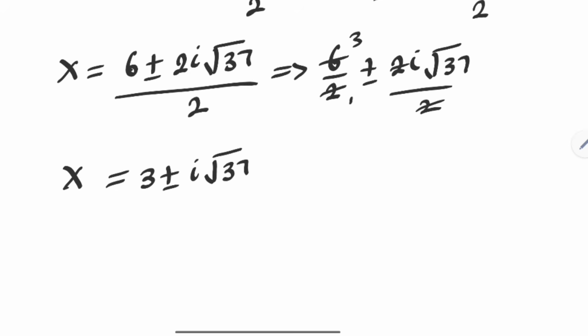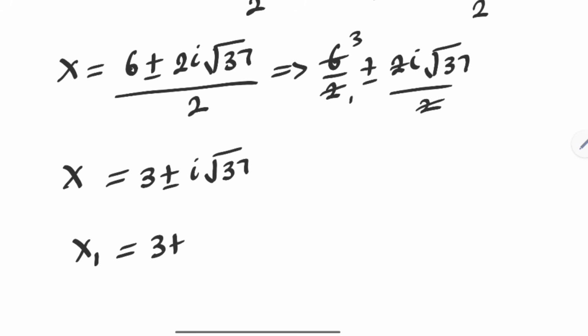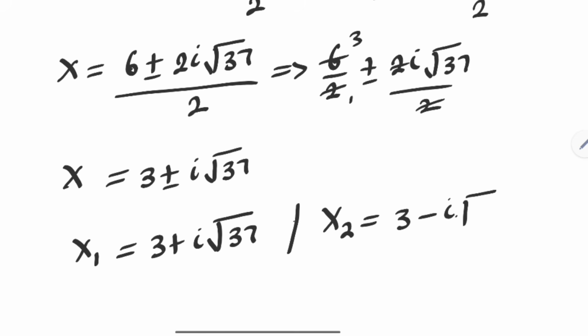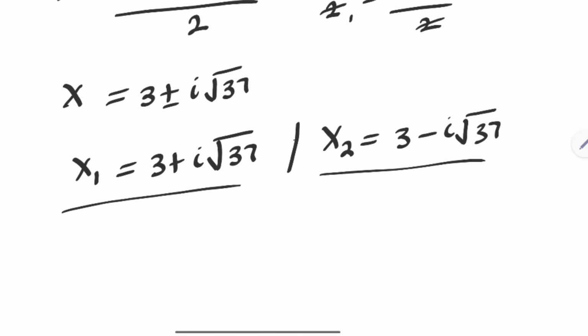Then x1 is equal to 3 plus i square root of 37, and x2 is equal to 3 minus i square root of 37. These are the values of x. We've gotten the values of x. Let us solve for y.